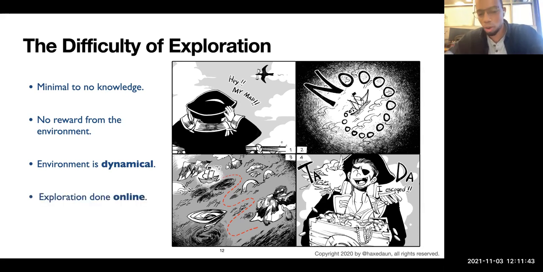And lastly, what I want to argue is the most important thing, is that this exploration is done completely online, right? The pirate can't just, if it ends up going to, I don't know, here, it can't just reset itself to some arbitrary state, right? Moreover, there's only one pirate, right? You don't have multiple copies of the pirate exploring the sea in parallel.